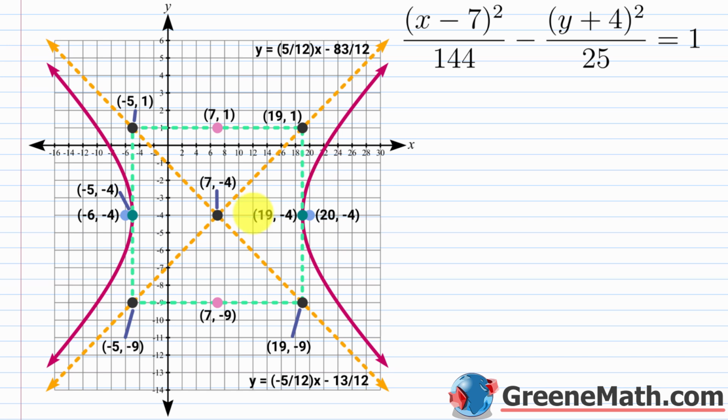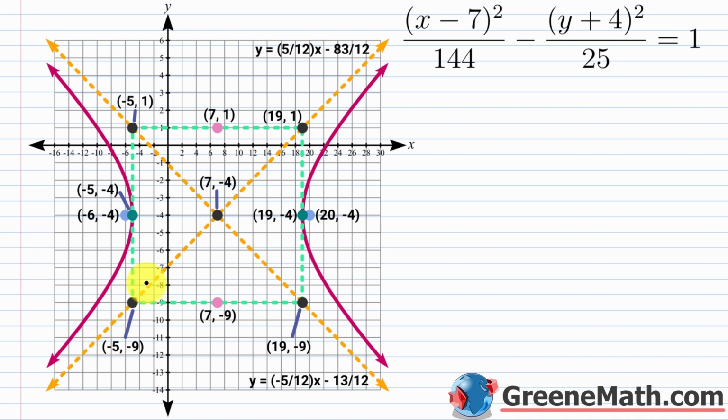So if we look at the h comma k, or the center, that's 7 comma negative 4. And again, we were given the vertices of 19 comma negative 4 and then negative 5 comma negative 4. I was given the foci of 20 comma negative 4 and then negative 6 comma negative 4. When we think about the co-vertices, those were not given. You're using that b value of 5. So we're going up by 5 units and down by 5 units from the center. So we get 7 comma 1 and 7 comma negative 9.